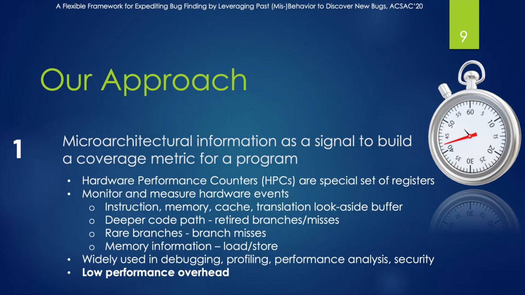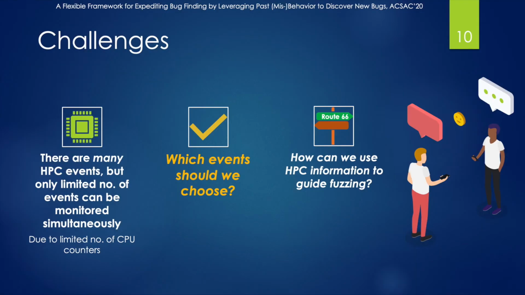For example, we can profile deeper code paths through retired branches, less explored branches through branch misses, loop operations through loop stream buffers, and memory instructions. Moreover, all this information can be obtained at a low overhead. There are many HPC events, but only limited number of events can be monitored simultaneously because of limited hardware counters, typically 4. Therefore, the key challenge is to select a set of HPC events that would be best suited as a coverage metric for our program. Another important question is, how can we use HPC information to guide fuzzing?